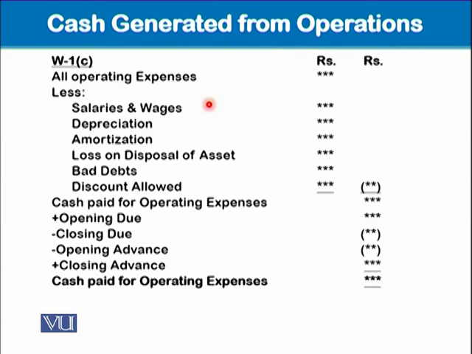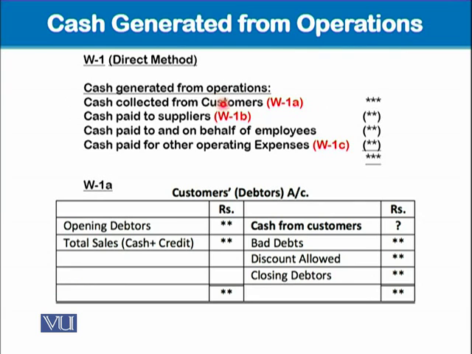All right. And then comes cash generated from operations, in which, if you do remember, working 1C, which is cash paid for other operating expenses. It is something very simple that whatsoever we have paid for salaries and wages will come over here. But this working is something sensitive.